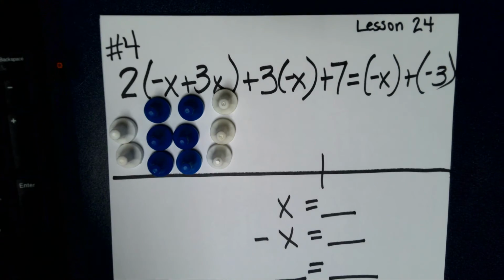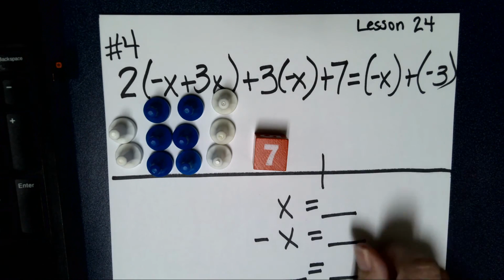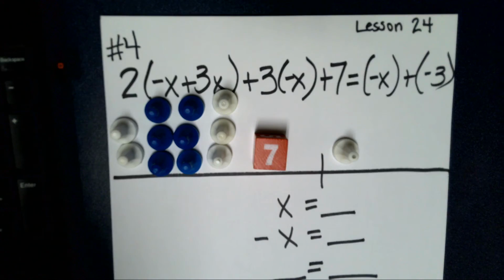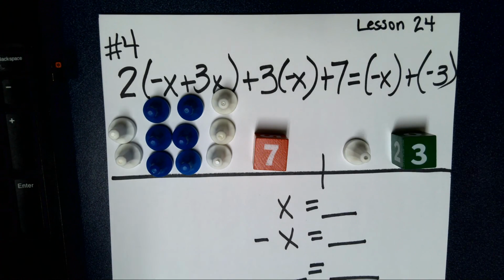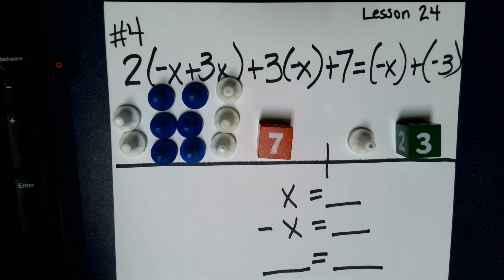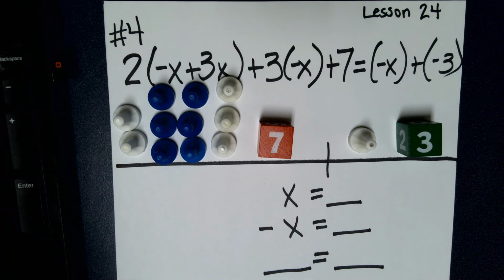Plus 7. On the right, we have a star plus a -3. Doesn't this look pretty similar to the last problem? Okay, so let's start seeing what we can do.